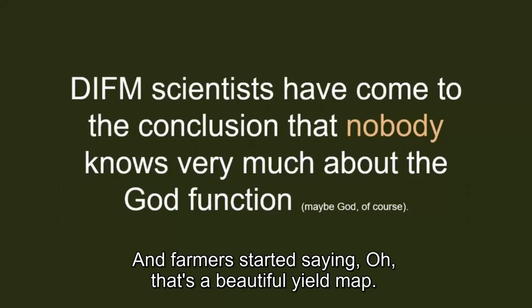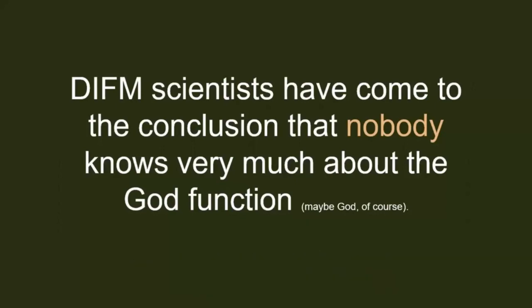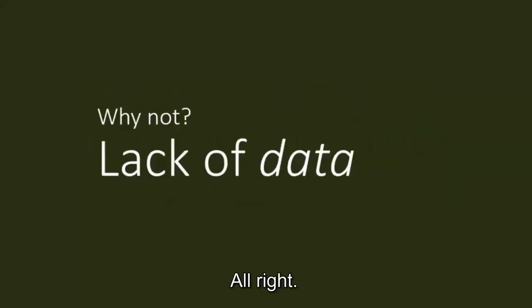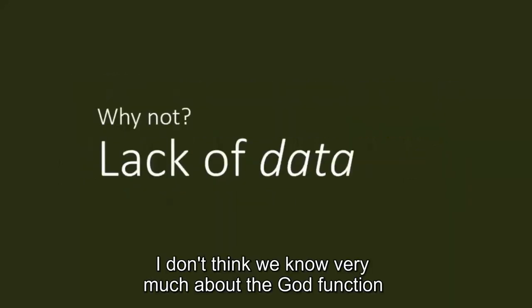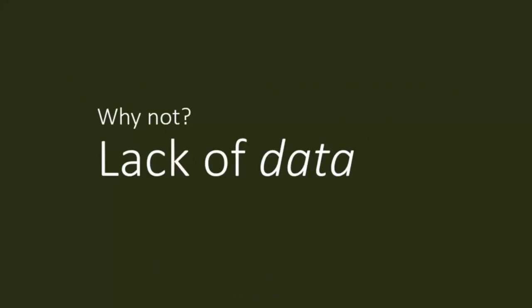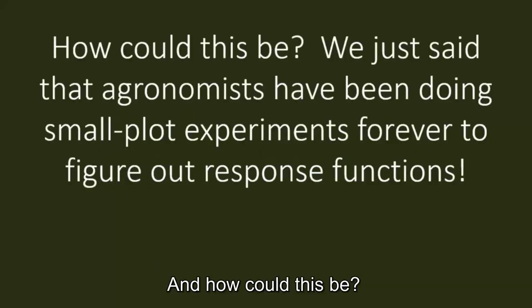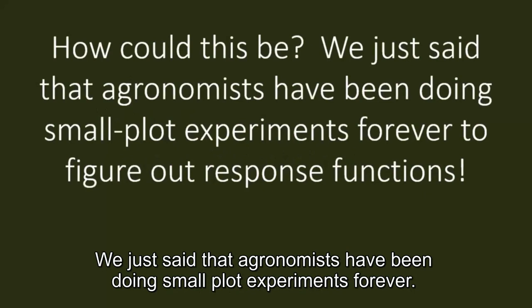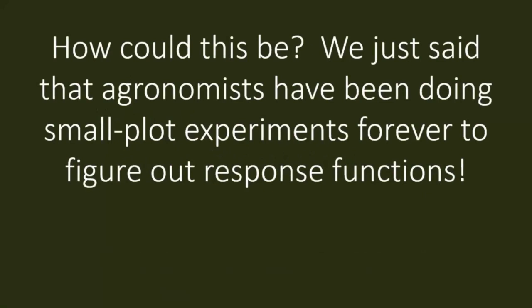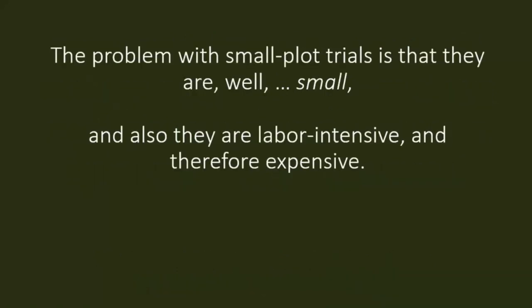And farmers started saying, oh, that's a beautiful yield map. Now what do I do with it? All right. Why not? I don't think we know very much about the God function because there's a lack of data. And how could this be? We just said that agronomists have been doing small plot experiments forever to figure out response functions. So how could this possibly be?